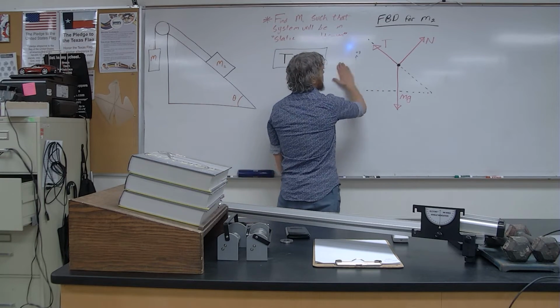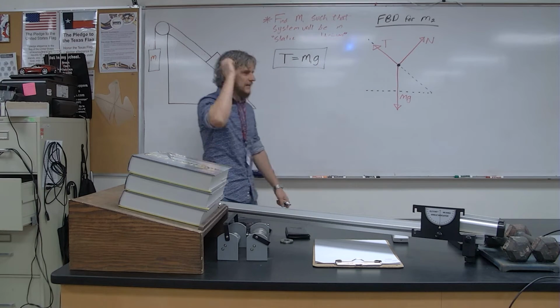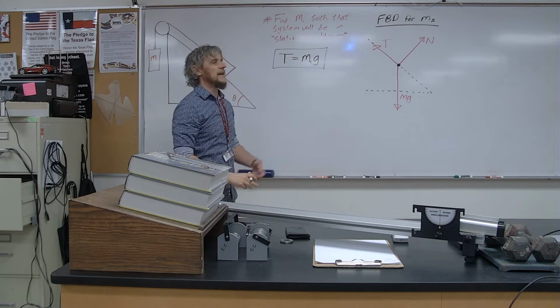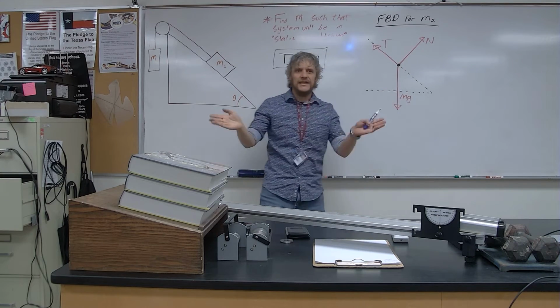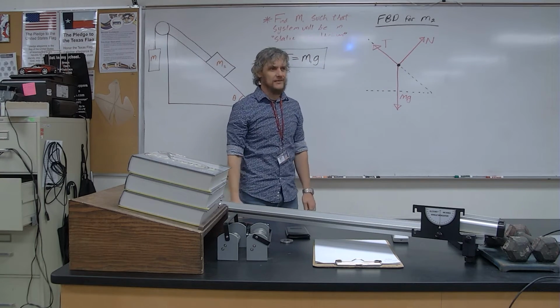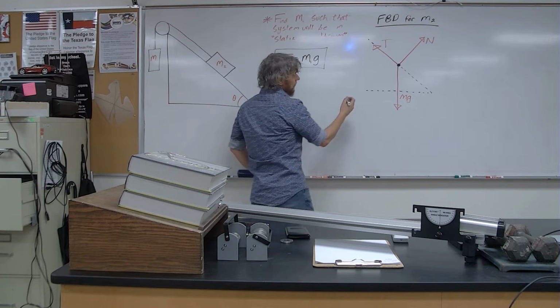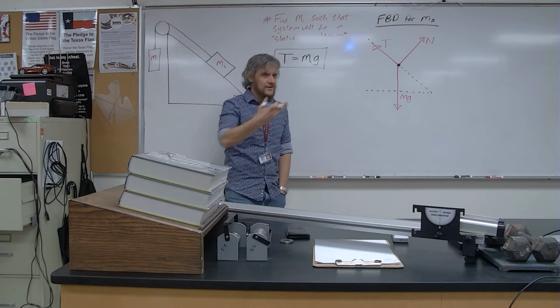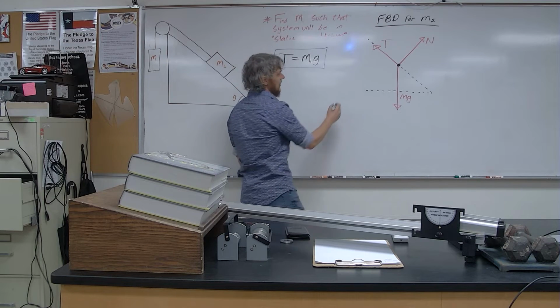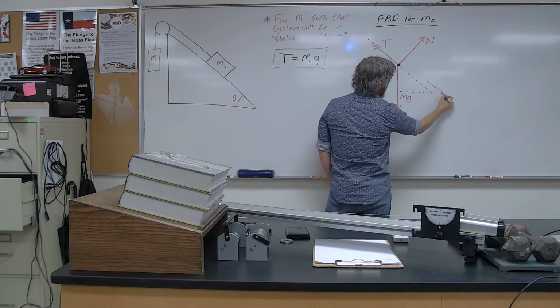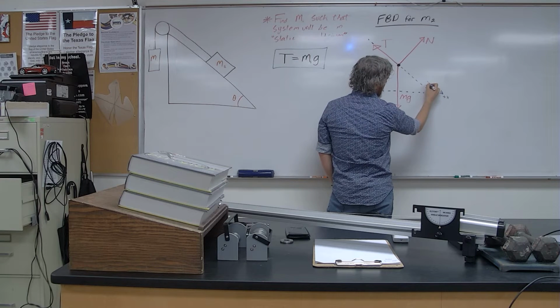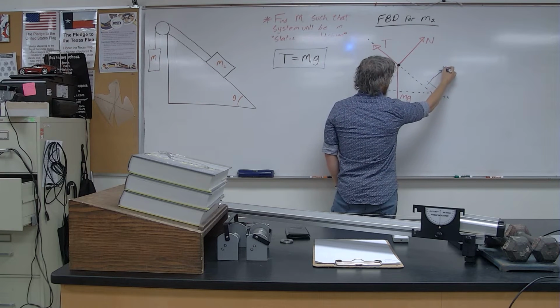I can make my life much easier and only have to do one vector decomposition by defining a coordinate system where the normal force and the tension force will be in line with my principal axes, my x and y axes. It doesn't matter if they're positive or negative, it's just that they're aligned, then we don't have to do vector decomposition. So I define, let's do it here, down the ramp as the positive x direction and perpendicular to that as the positive y direction.